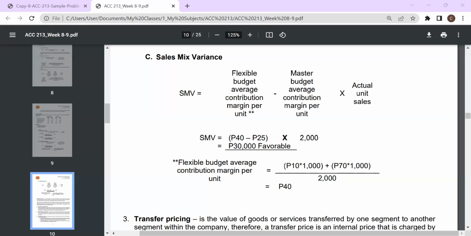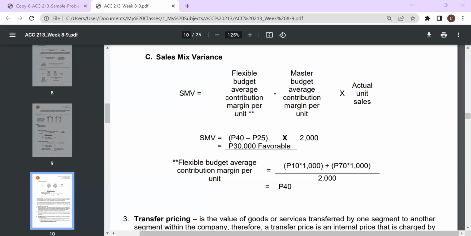Yan. So that's for Zim. For Zoom naman, so ganun lang din. You just have to compare your actual, which is 10 pesos, compared to the budgeted of 10. So as you can see, there's no difference, no? So walang variance ang sales price ni Zoom kasi yung actual niya is just the same with the budgeted.